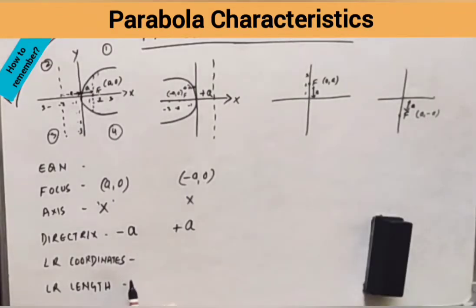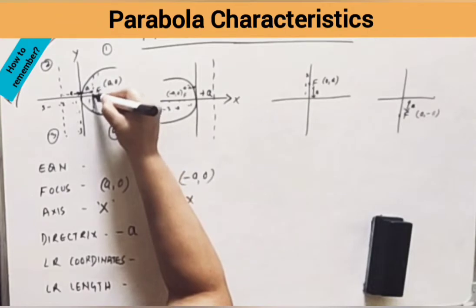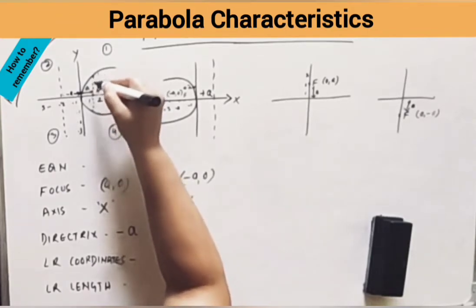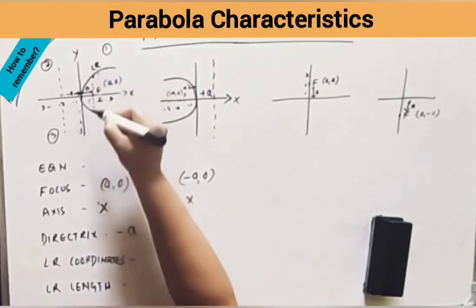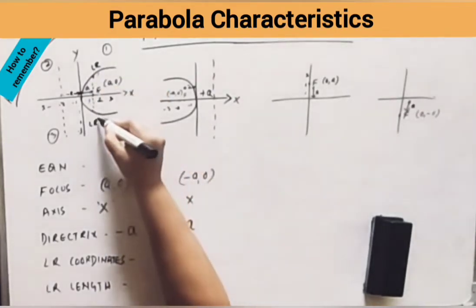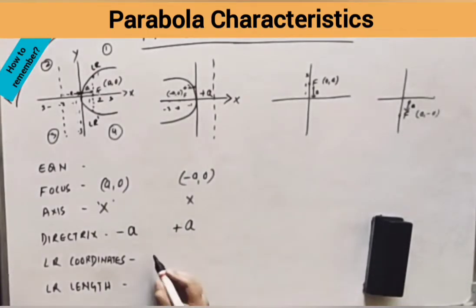Now let's come to the LR coordinates. LR coordinates is nothing but latus rectum coordinates. Latus rectum is the perpendicular that passes through the focal point and touches the other two sides of the parabola. Right? So this is LR. Now what is the coordinates of LR? So LR coordinates are of the form a, 2a.